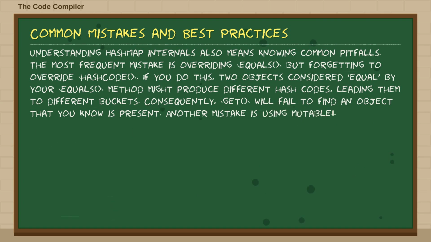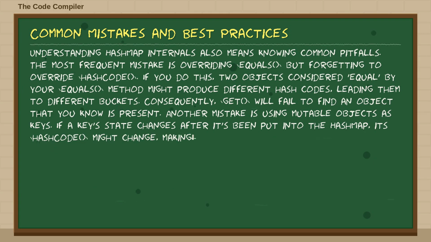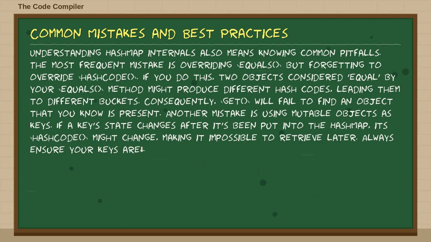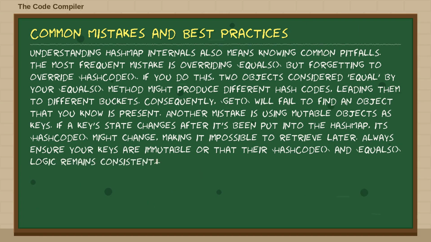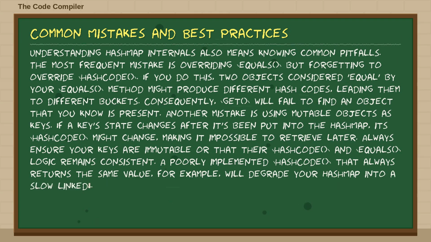Another mistake is using mutable objects as keys. If a key's state changes after it's been put into the HashMap, its hashcode might change, making it impossible to retrieve later. Always ensure your keys are immutable or that their hashcode and equals logic remains consistent. A poorly implemented hashcode that always returns the same value, for example, will degrade your HashMap into a slow linked list, defeating its purpose.